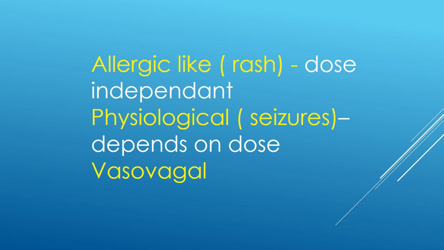Now let us discuss another adverse event, the allergic type, which is dose dependent, a rash type of reaction, and the physiological type, which is seizures or something very similar, which depends on the dose. And the third is the vasovagal.